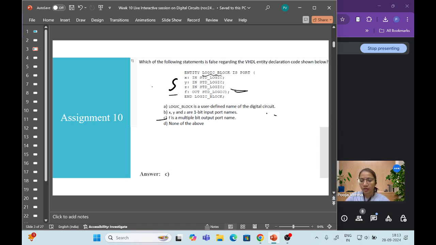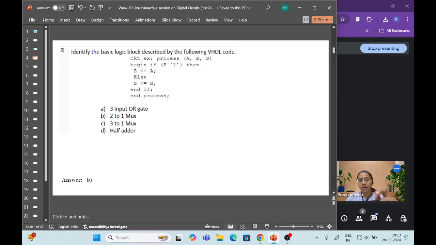F is represented as an output port with the type std_logic, which represents a single bit signal, not a multiple bit signal. So C is the false statement and the correct answer for this question. Okay, moving to the next question.